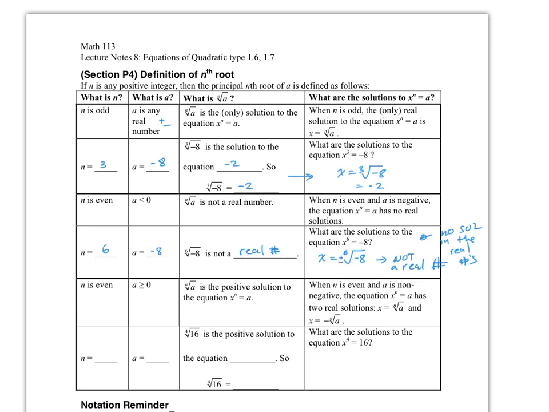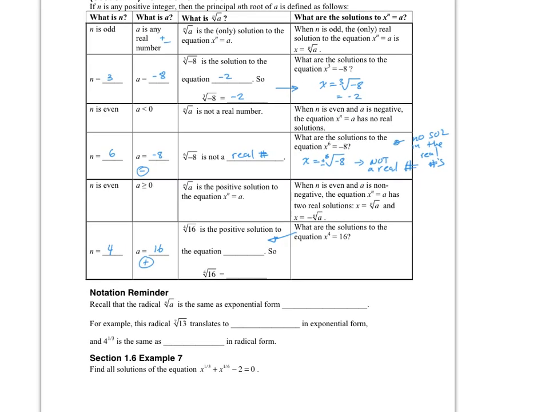So here, for example, the value for n is 4. The value for a is 16, which is positive. This one is negative. So this is a positive solution to the equation right here. Actually, it's the solution to this equation. And the solution is equal to plus or minus 2.